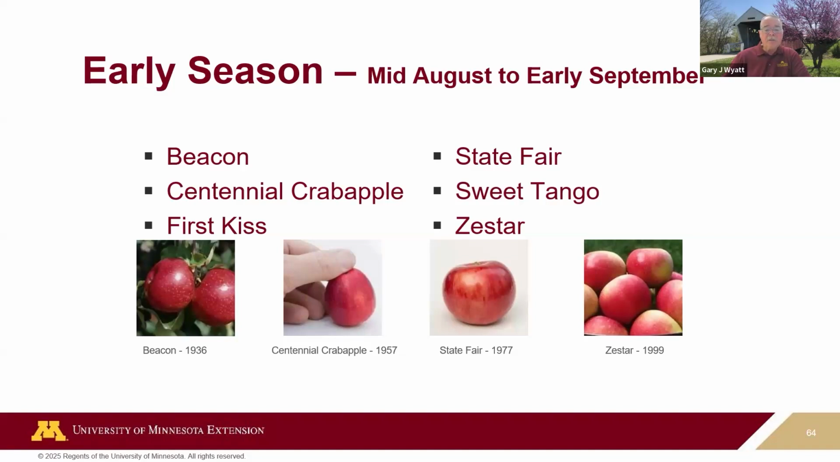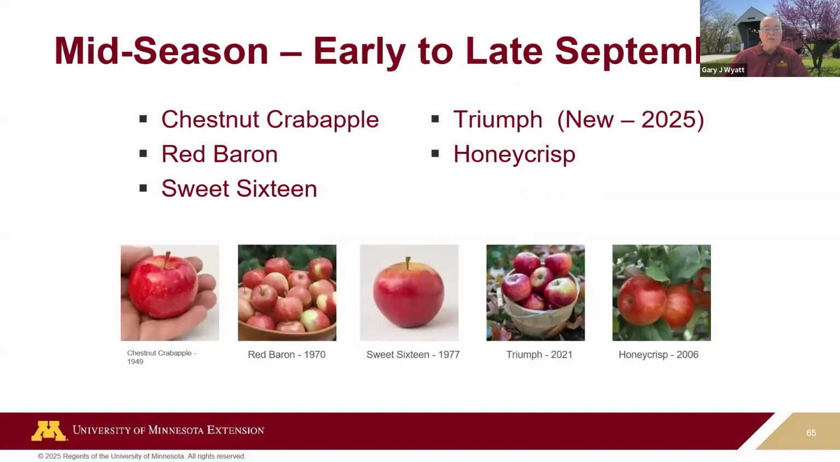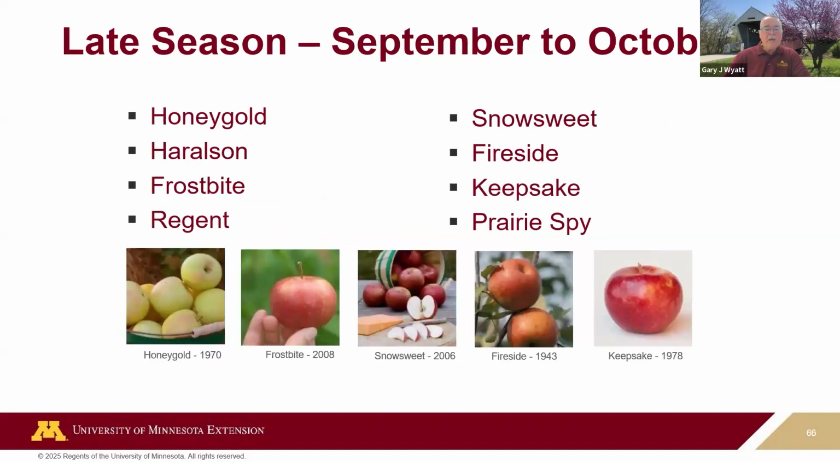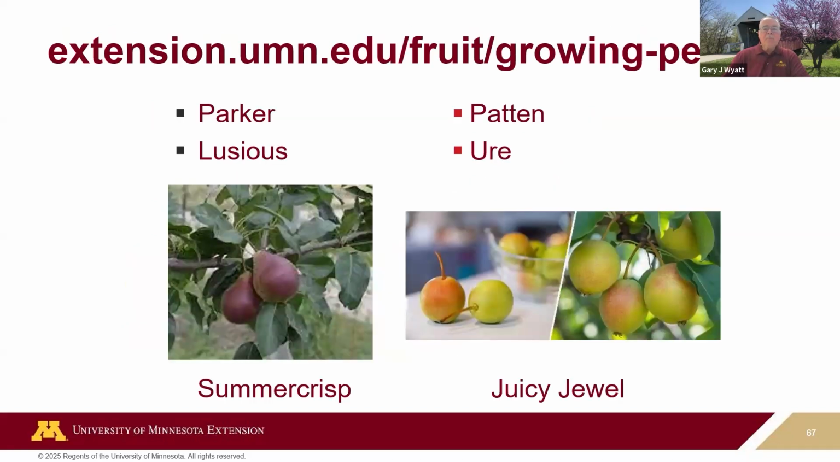Zestar, Sweet Tango, and State Fair. Some mid-season Chestnut Crab. I love Chestnut Crabs. I think the rabbits killed one of my Chestnut Crabs a couple of years ago. Triumph, I did see in a nursery just recently this year, so maybe that's available for homeowners now. Here's September to October, obviously our Honeygold and Frostbite and some of those newer varieties, Snowsweet, but yeah, later season. Fireside. And then the pears.